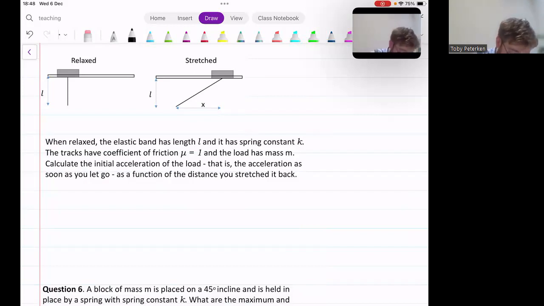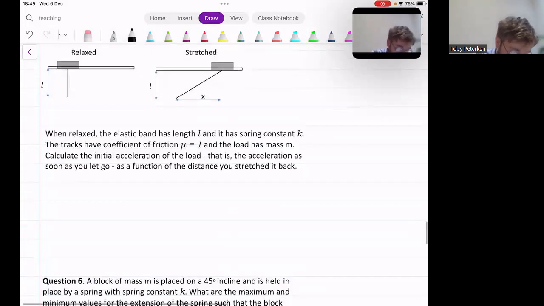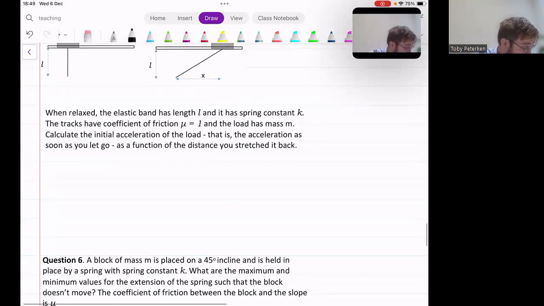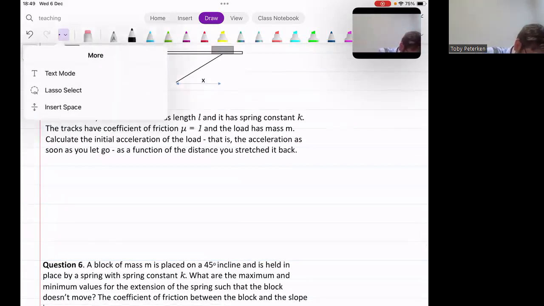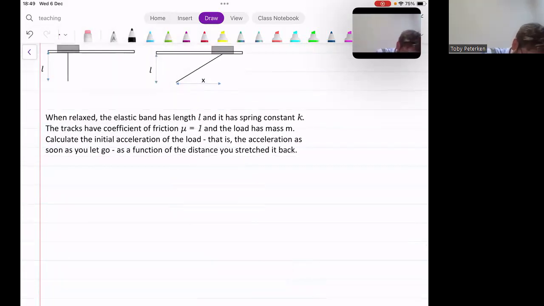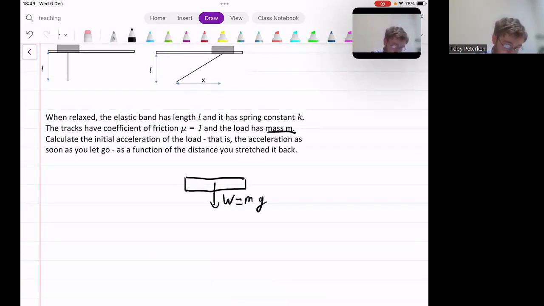Okay, so let's work out the acceleration of the mass. So let's draw a free body diagram for the mass in the tracks. So here it is. What do we have? We have its weight. I forgot. Oh, no, I did say mass. It has mass m. So we have weight, which is equal to mg.